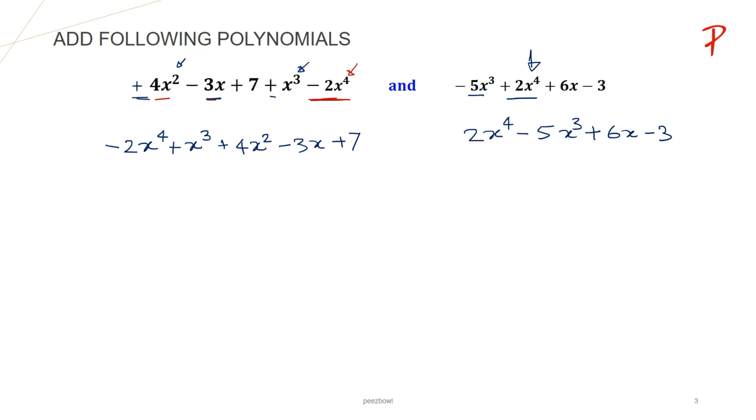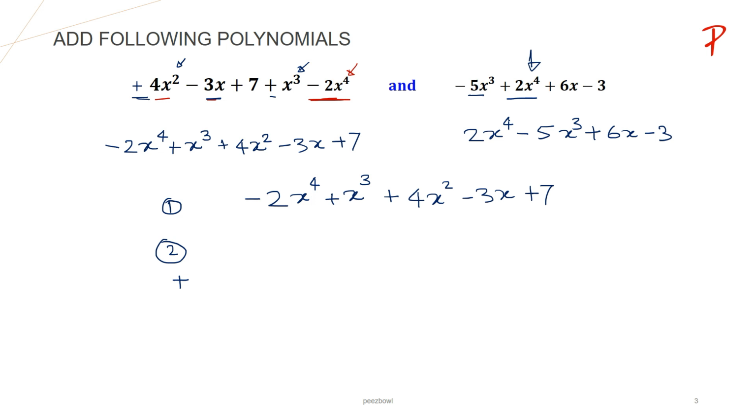Say for example, we have to add it. So this is going to be the first polynomial and this is going to be the second polynomial, and I will write a plus sign here. So for the first polynomial, I will write it as it is: minus 2x to the power 4 plus x cube plus 4x square minus 3x plus 7, right?